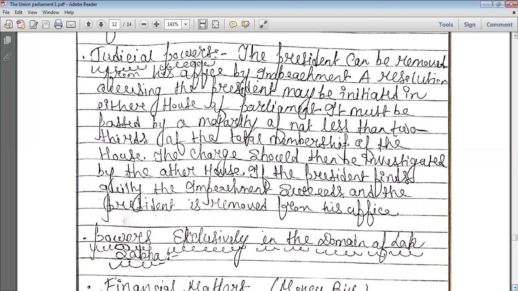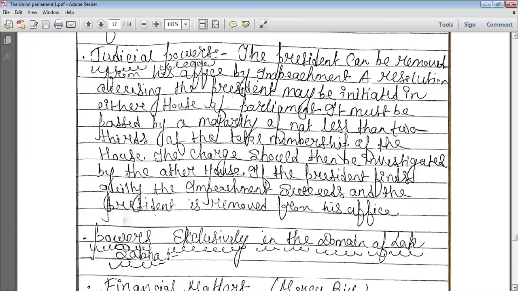But if both the houses of the parliament, by a two-third majority of votes, suggest or investigate or charge that the president has done that fault, then the president is removed. So see what is there in the judicial power. The president can be removed from his office by impeachment. So what is impeachment? A resolution accusing the president may be initiated in either house of the parliament.